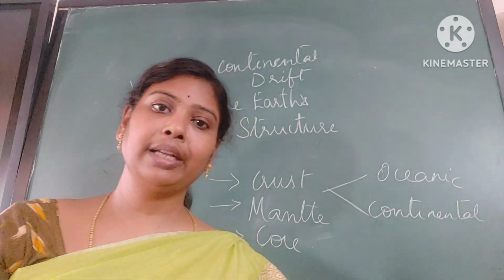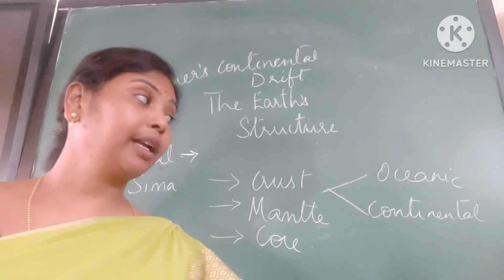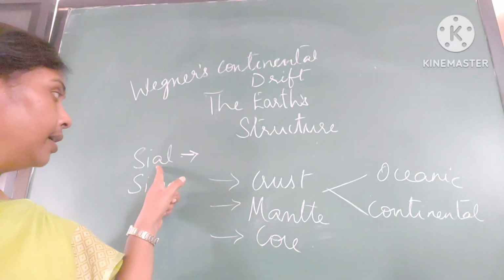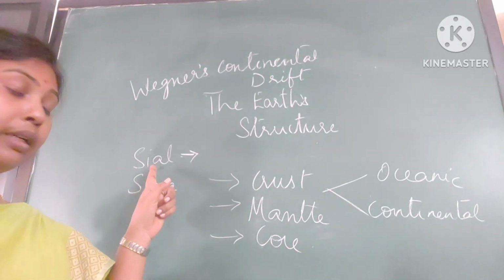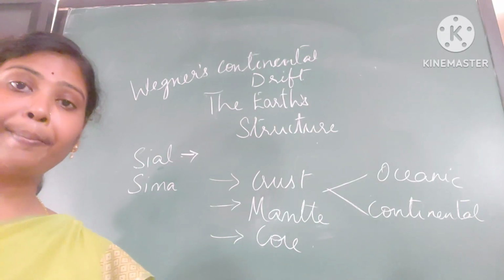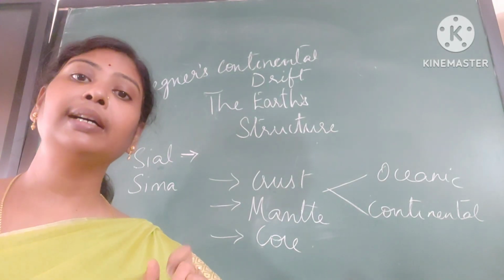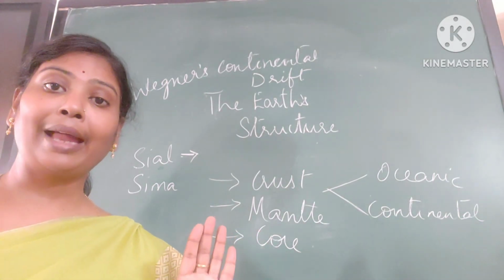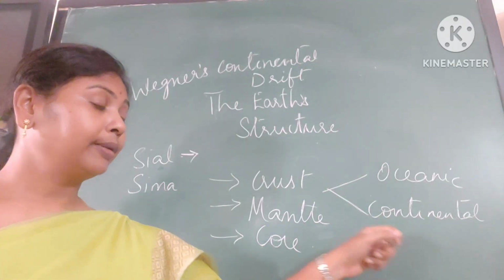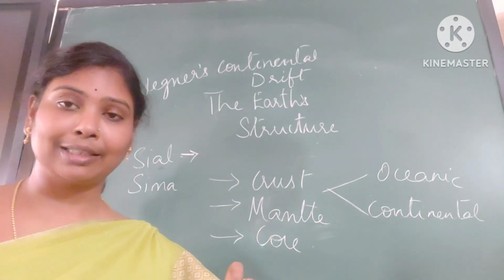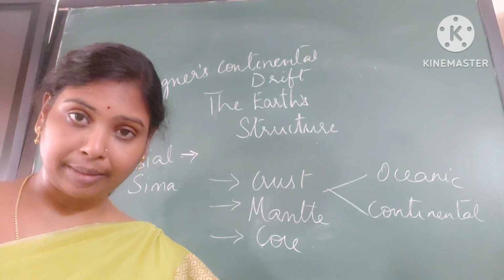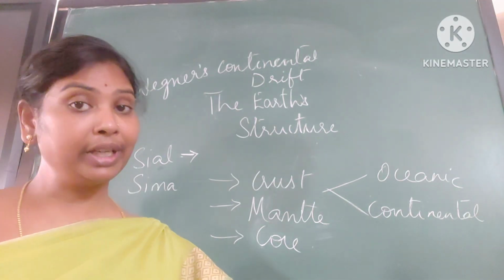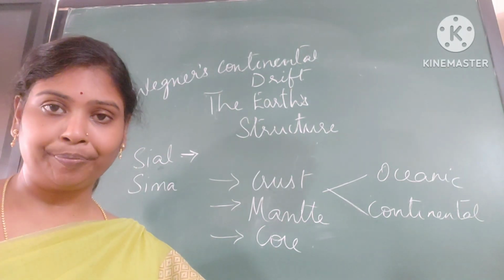There is a difference in the densities of sial and sima, that means continental crust and oceanic crust. The reason is there is a difference in the densities of aluminium and magnesium. Aluminium is comparatively a lighter metal, so the densities differ. The density of continental crust is 2.7 gram per centimeter cube, whereas the density of oceanic crust is 3 to 3.5 gram per centimeter cube.